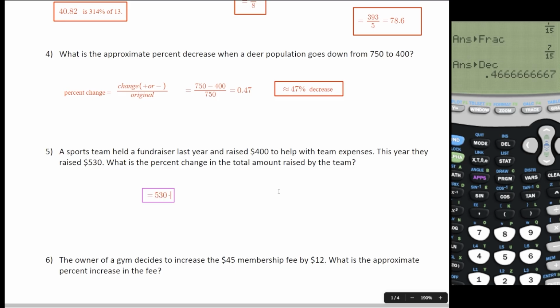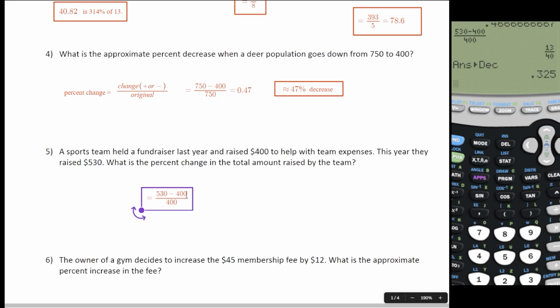So we've got 530 minus 400. It's going to give us the change from last year to this year, over 400, which was the original amount. Now let's go ahead and divide here. Got 530 minus 400 over 400. Oh, not 4,000. There we go. It's going to give me this fraction. That's the rational number, but I'm going to convert that to a decimal.